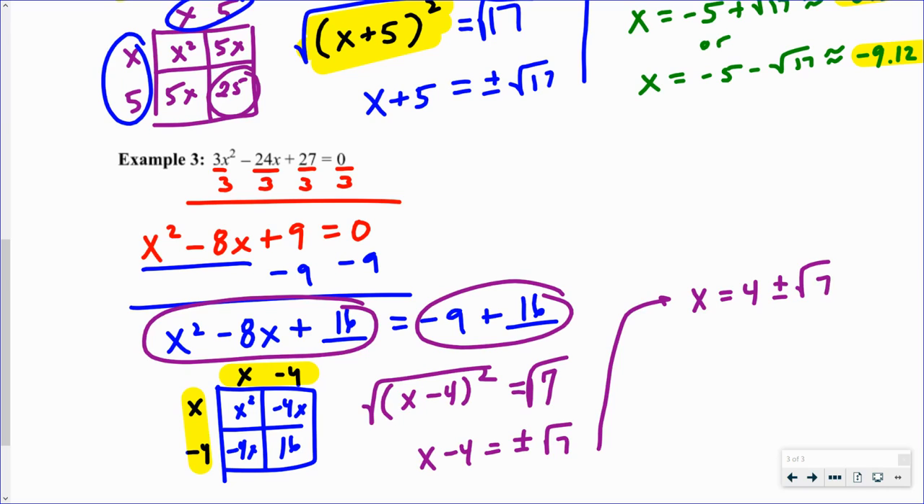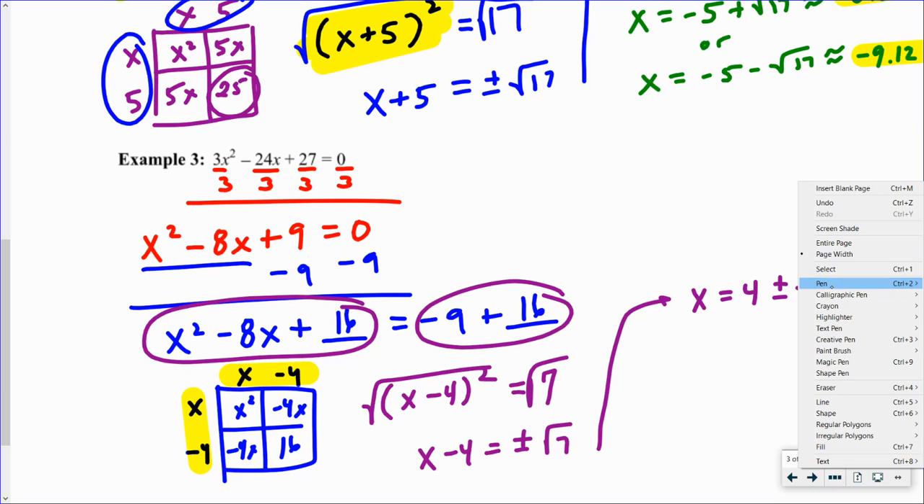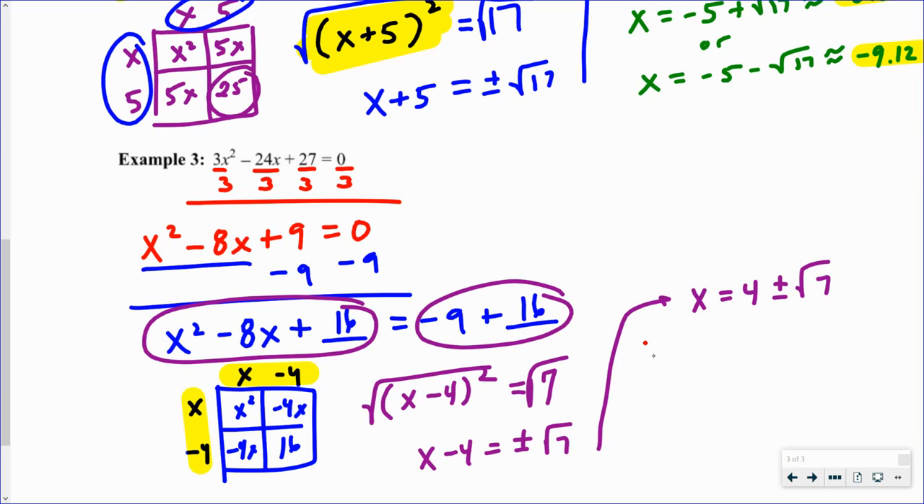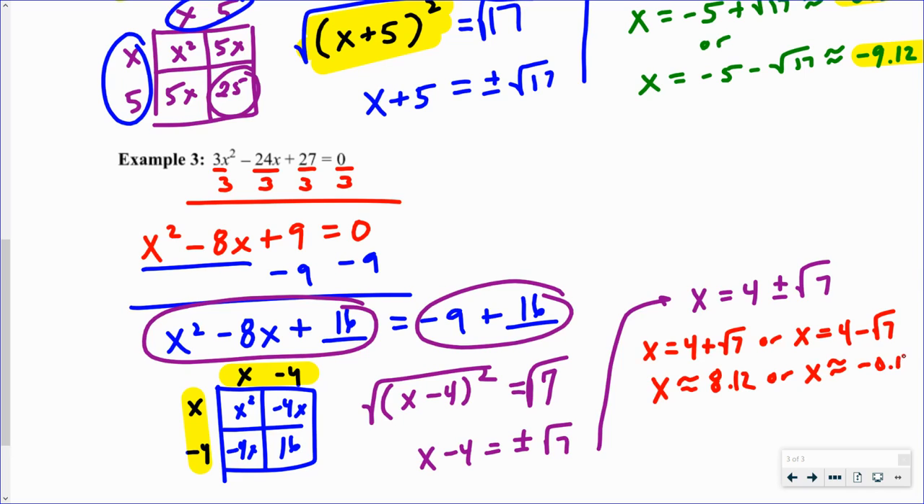All right. So again, if we take decimal approximations of those results, x equals 4 plus root 7, or x equals 4 minus root 7, we're going to get x is approximately 8.12, or x is approximately negative 0.12.